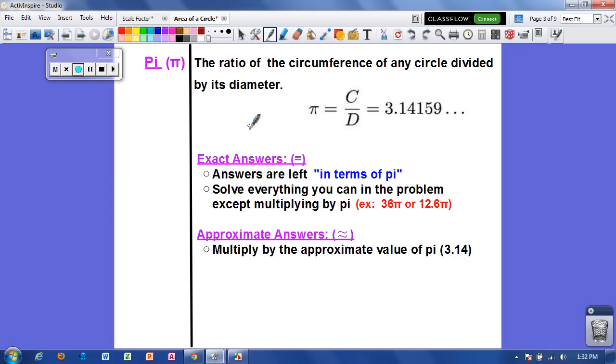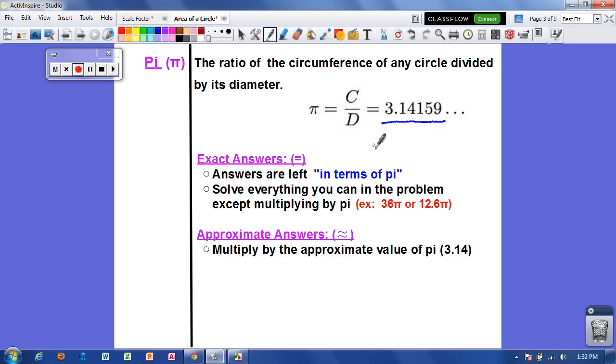Alright, now pi is actually the ratio of the circumference of any circle divided by its diameter. So if you take the circumference of a circle, divide it by the diameter, you're always going to get this number. And that's why we always use it in these circle formulas.